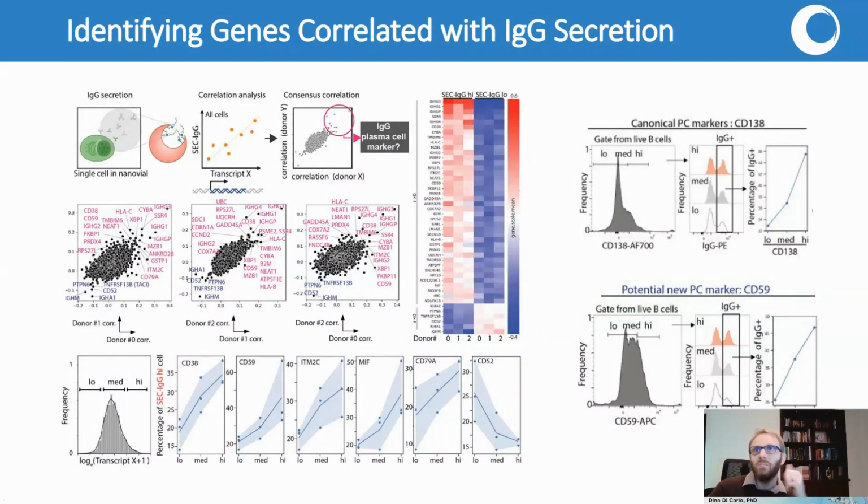So even though it's expressing that gene, is it actually producing it on the cell surface? And so yes, what we find is that if you isolate the cells based on the high levels of CD59, those cells on average will produce more IgG. And that, in fact, it's as good of a marker as CD138, really.